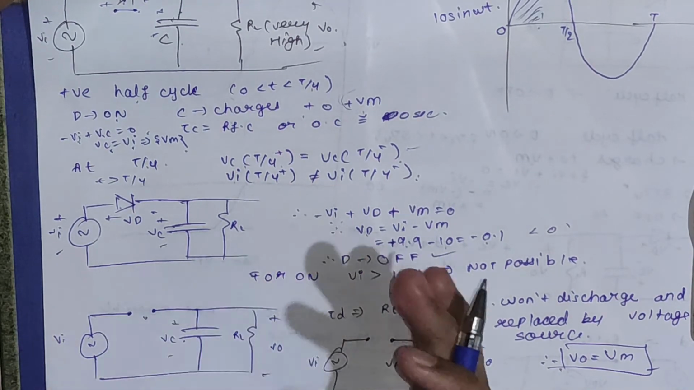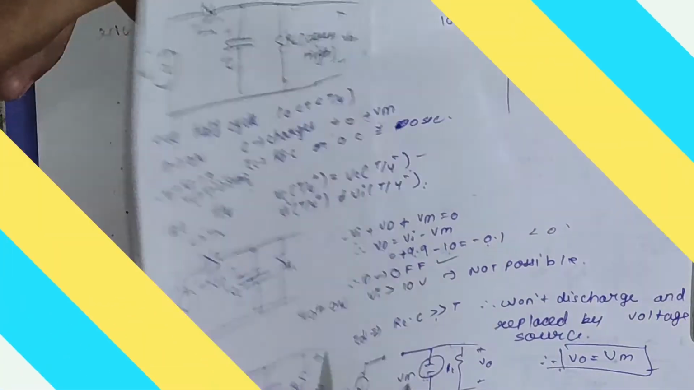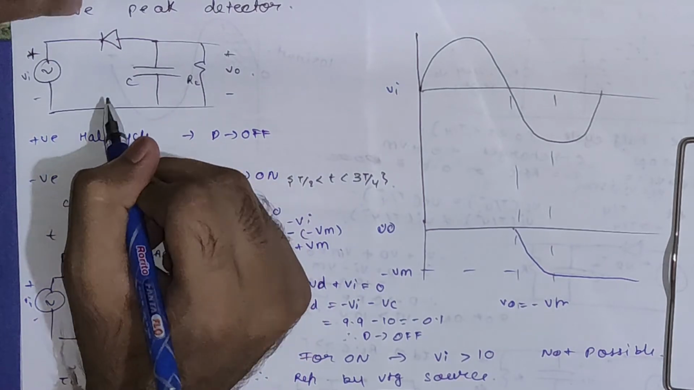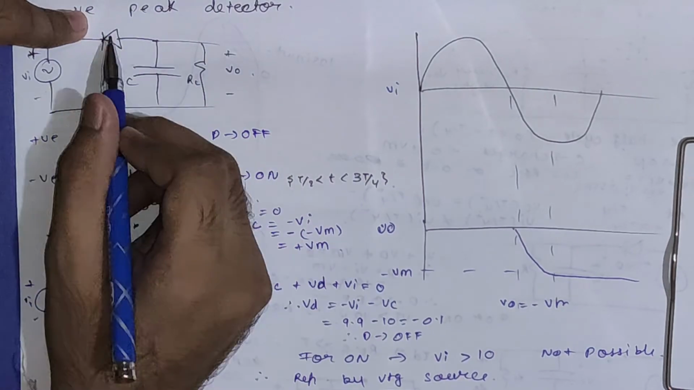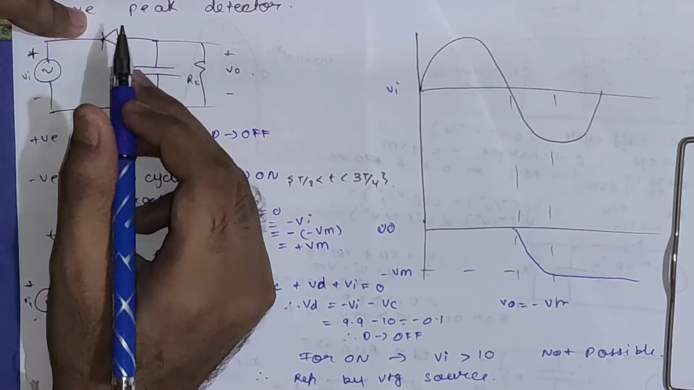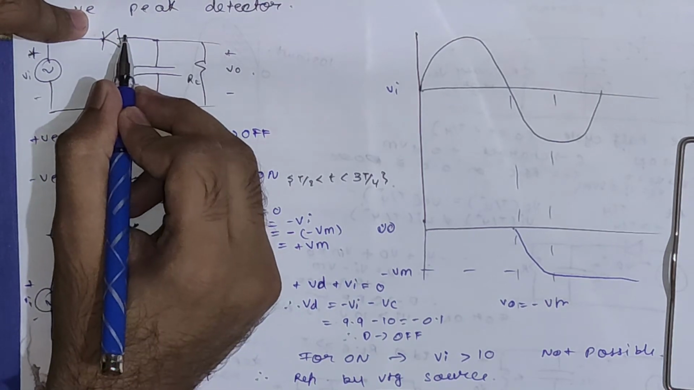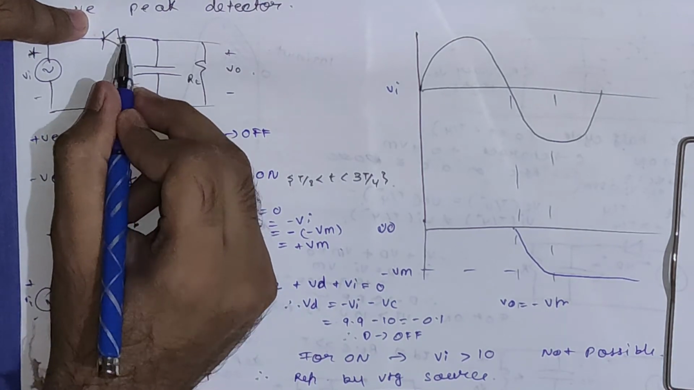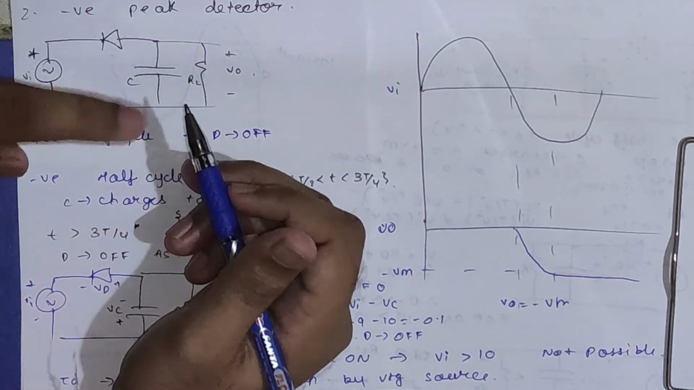Okay, now let's move ahead to the negative peak detector. So this is the circuit of the negative peak detector. You can clearly see the difference. The difference is only in the placement of the diode. Earlier the anode was here and the cathode was here, but here we have the anode here and the cathode here. Okay, so now let's see the working.